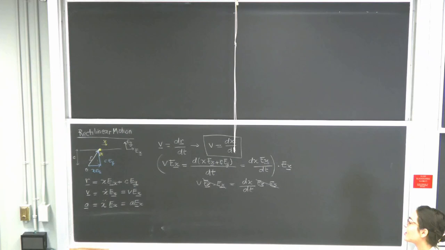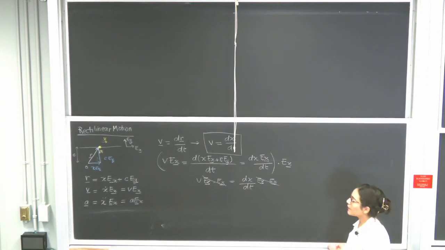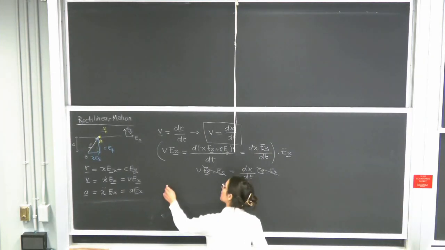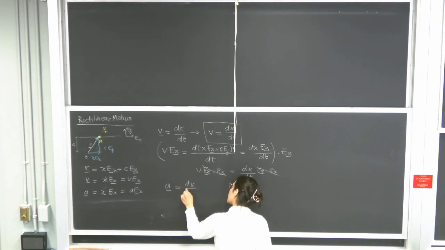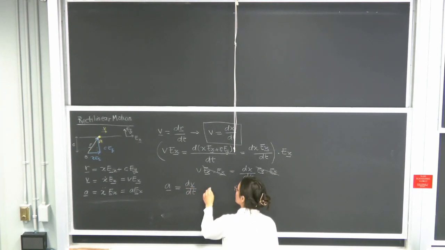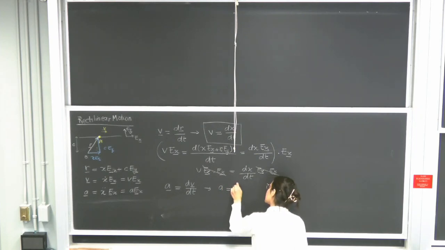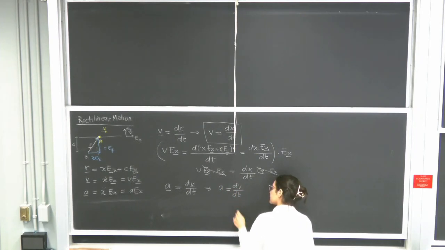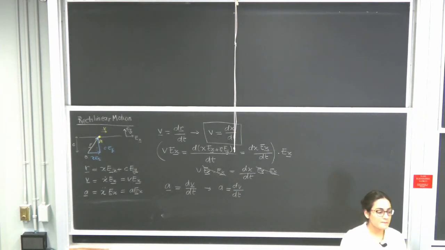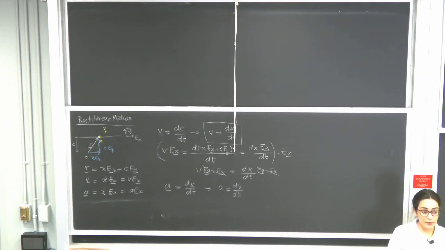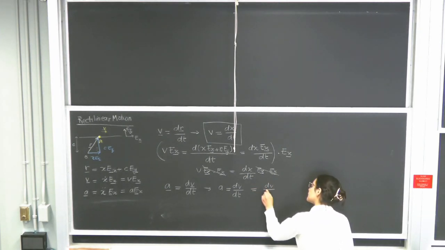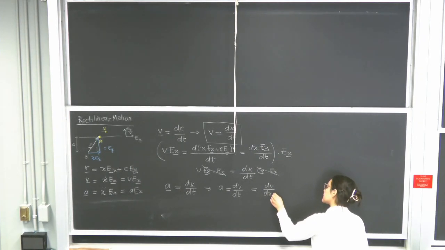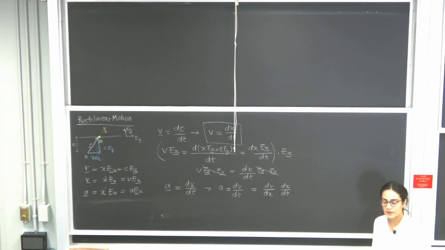Yeah? Okay, cool. So v is dx by dt, and I can also write the scalar version: a is equal to dv by dt for rectilinear motion. Now I'm going to do a small trick with this equation. I'm going to use the chain rule. I'm going to write dv by dt as dv by dx times dx by dt. That's the chain rule.